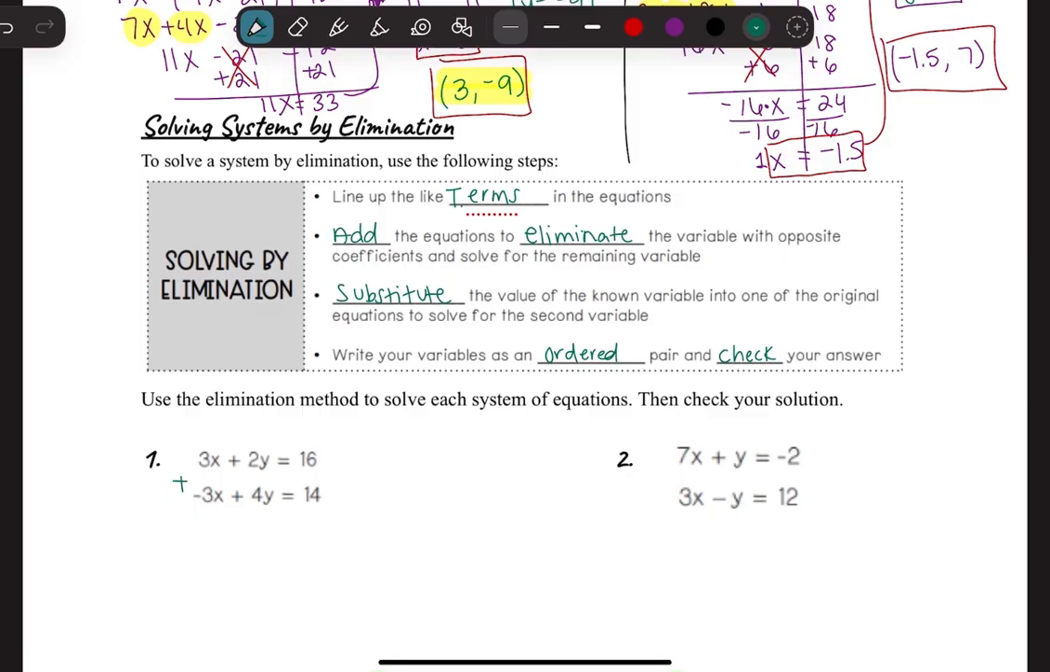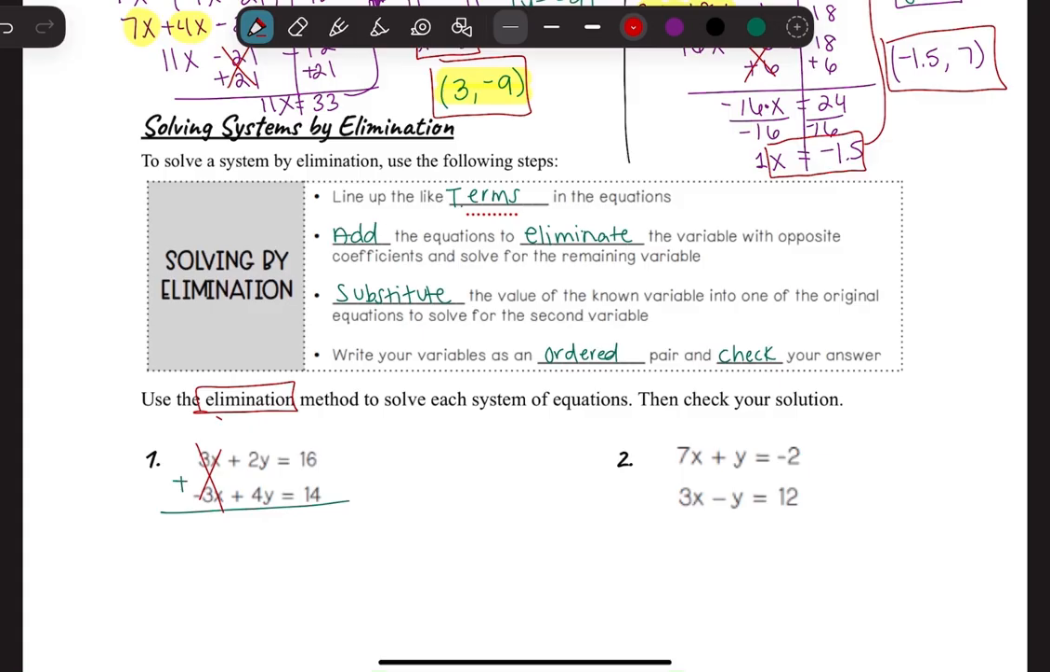For number 1, we already have the equations lined up, and what we mean by lined up is the x terms are lined up right on top of each other, and the y terms are lined up right on top of each other. We add them together, we're combining them. So when we have a positive 3x and negative 3x, that gives us 0. So it cancels out. That's what we mean by elimination. We're eliminating one whole variable to solve for the other one. So in number 1, we are eliminating x to solve for y.